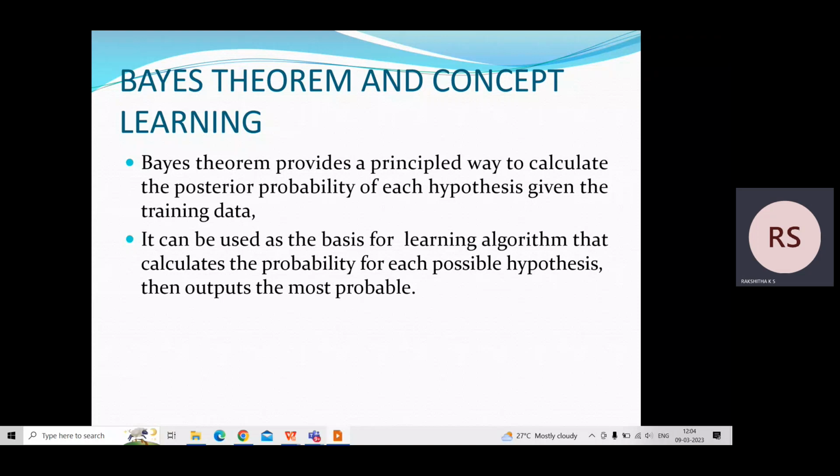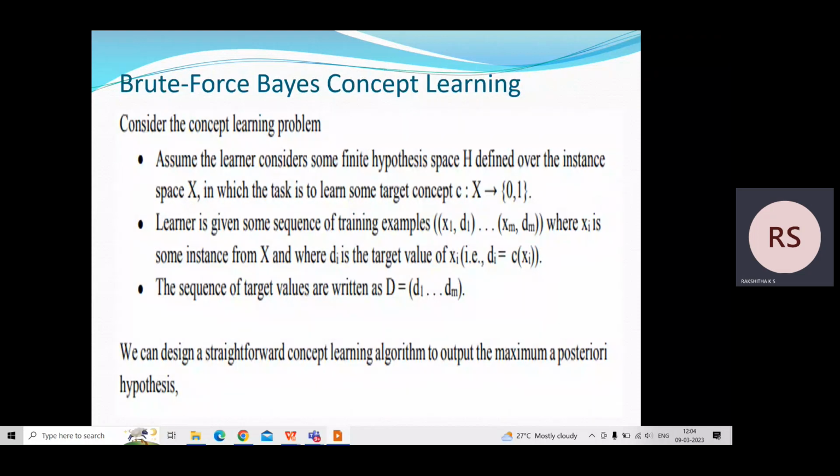And next we're going to see the brute force based concept learning algorithm. So what is the meaning of the brute force based concept learning algorithm? We assume the learner considers some finite hypothesis space H defined over the instance space X, which has to learn the target concept, where the target value belongs to 0, 1. The learner is given a sequence of training examples x1 to xm, where xi is an instance from X, and di is the target value for the xi we have taken.